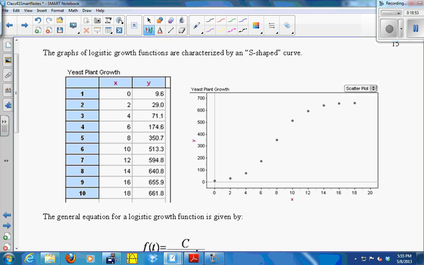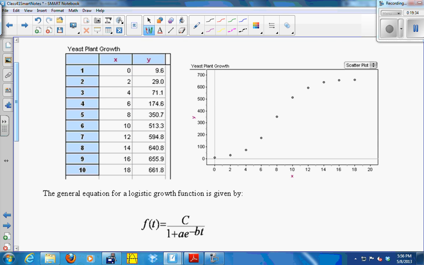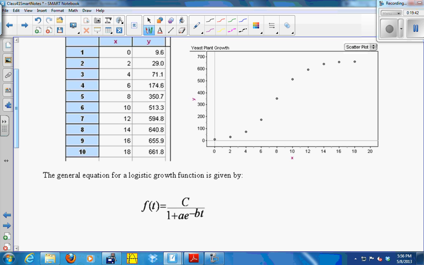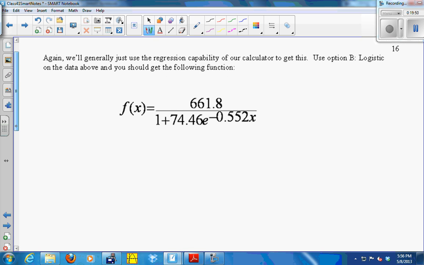So here's an example where I have yeast plant growth over time. So I've just got several time plots here and the population size plotted on Y. And you see that it grows very quickly at first and then levels off. So the general equation for a logistic is C over 1 plus A e to the negative B t. You're not going to have to use this too much, but your calculator does have a logistic regression option. So if you see data that has this classic S-shaped curve, you might want to try fitting a logistic curve to it as opposed to a cubic. So if I do logistic regression on this example, the yeast growth example, the calculator would give me this formula.